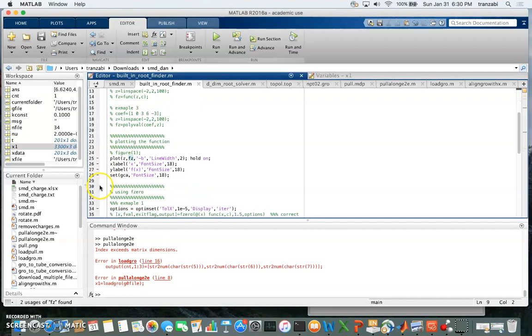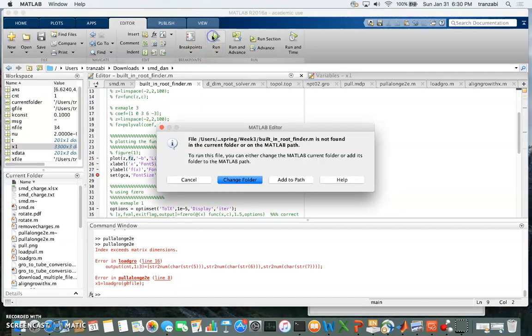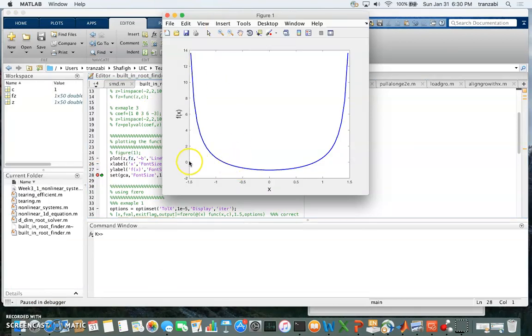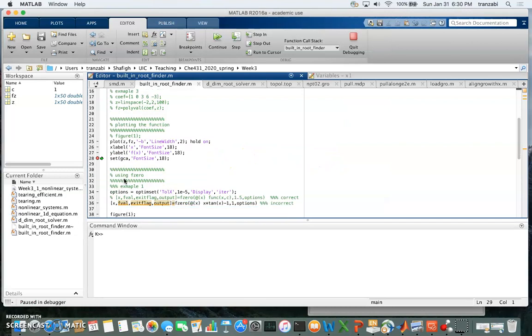So let me just put a breakpoint here and look at the function. The function is going to look like this, and here's the x-axis right here, and it hits the x-axis twice, one around here and one around there. Okay, so let's see which one we're going to find.